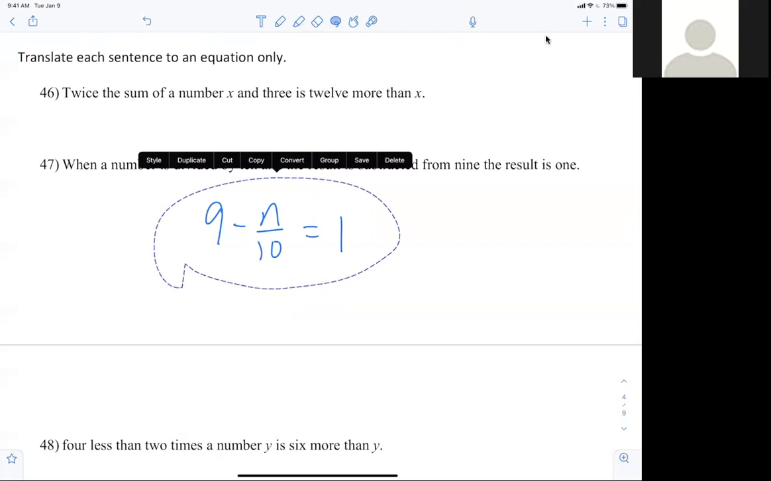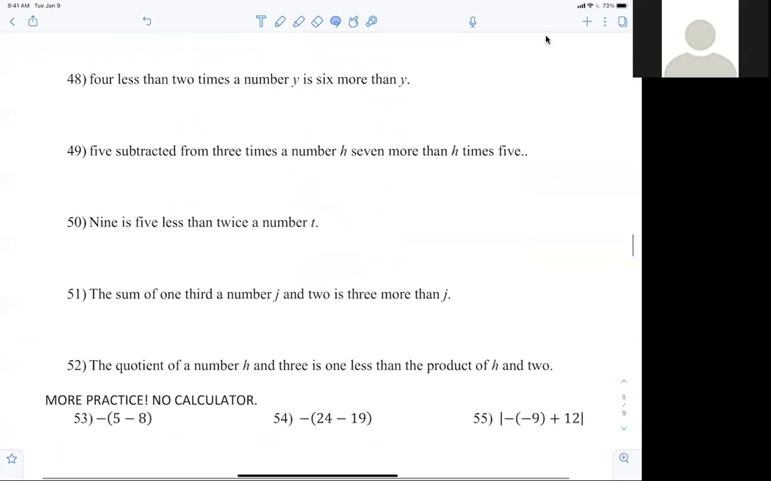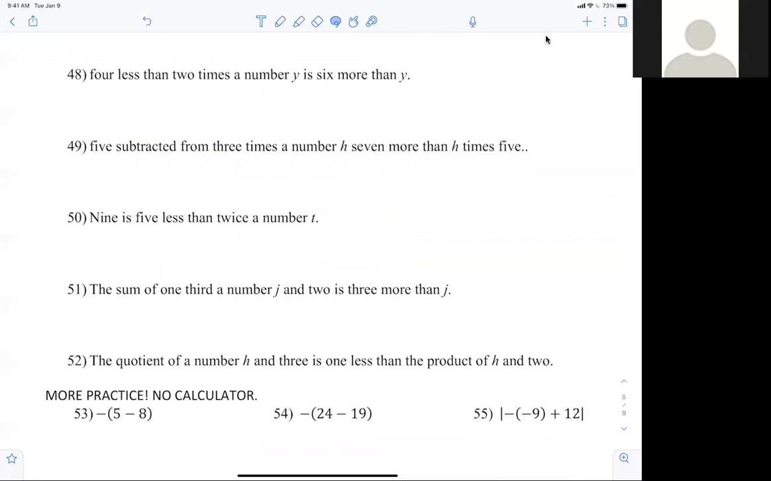All right. Here we go. 49. Tell me, Jolie. 5 subtracted from 3 times the number 8. 7 more than. Oh, wait a minute. I put 5 subtracted from 3 times a number H, should be in there. All right, I got my typo here. Is 7 more than 8 times 5. All right, so what do I got? So would you do 3H subtracted from 5 equals 8, wait.